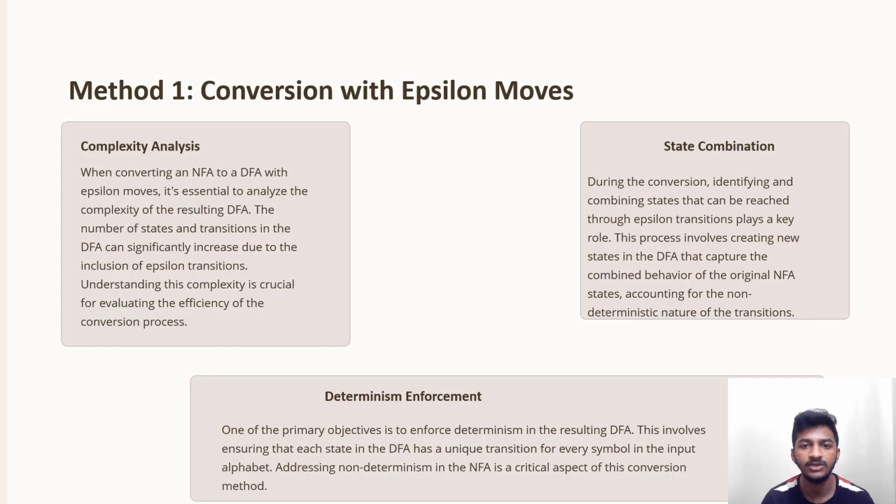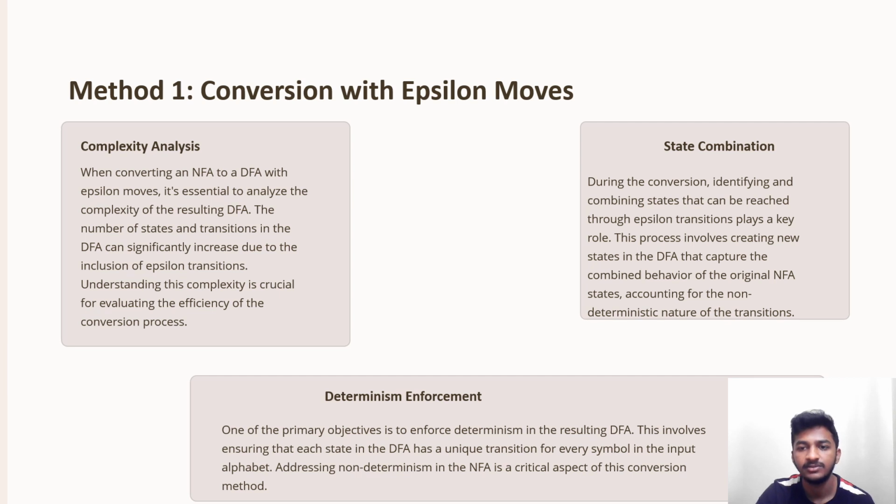Method 1: conversion with epsilon naught moves. Complexity analysis: when converting an NFA to a DFA with epsilon naught moves, it's essential to analyze the complexity of the resulting DFA. The number of states and transitions in the DFA can significantly increase due to the inclusion of epsilon naught transitions. Understanding the complexity is crucial for evaluating the efficiency of the conversion process.